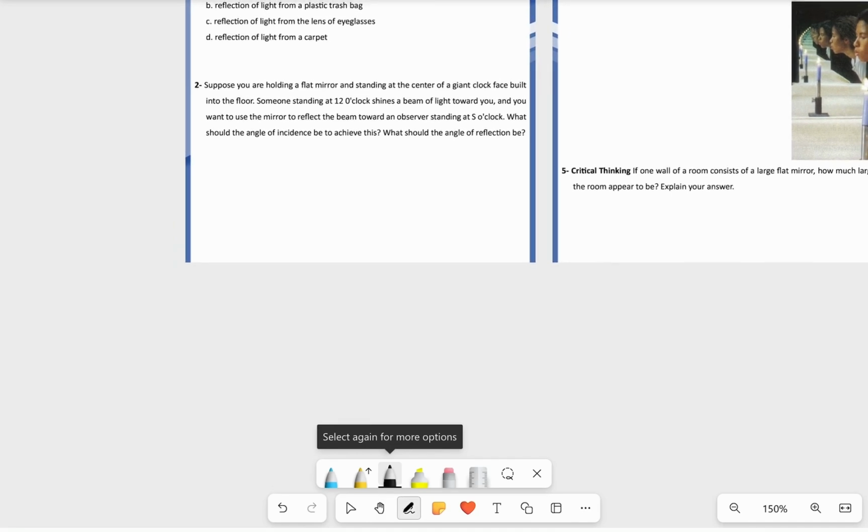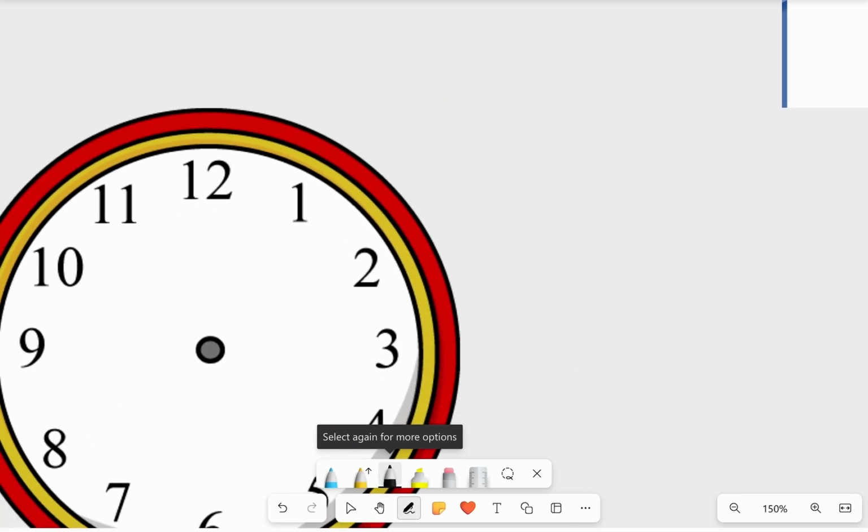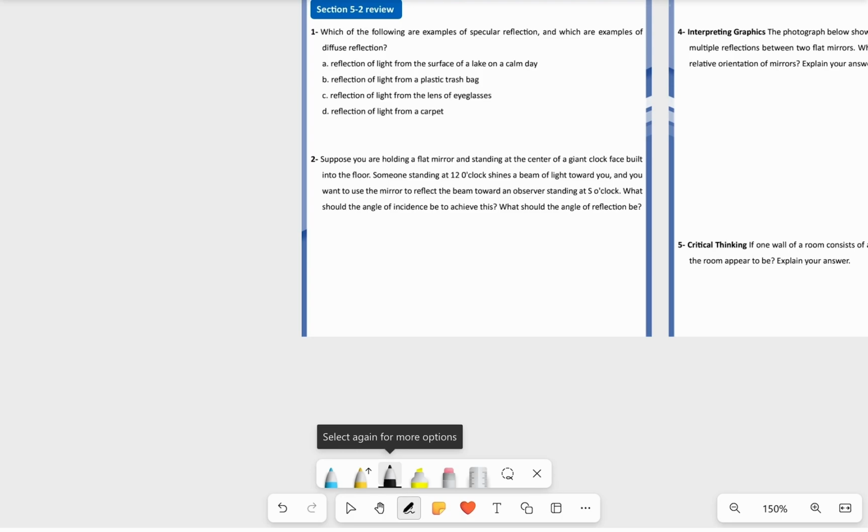We have question 2. It basically says that you have a giant clock and someone standing at 12 o'clock shines a beam of light toward you, and you want to use a plane mirror, of course, to reflect the beam toward an observer standing at 5 o'clock. What should be the angle of incidence to achieve this, and what should be the angle of reflection?